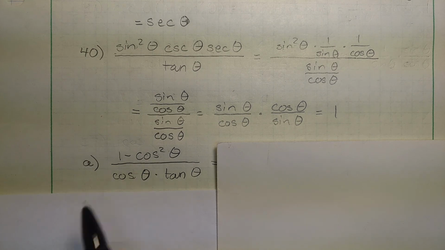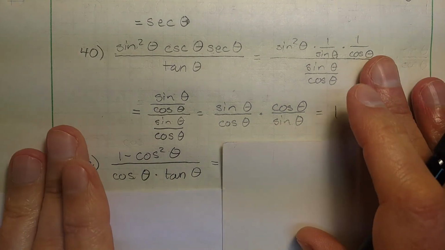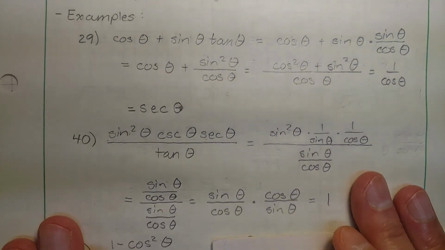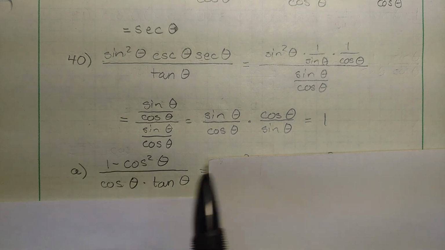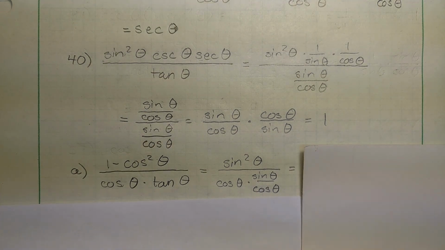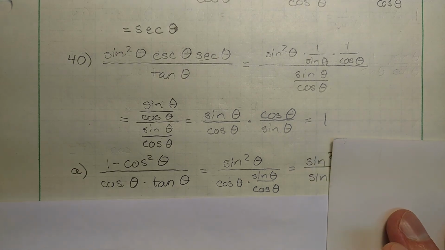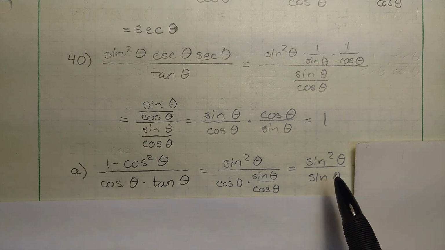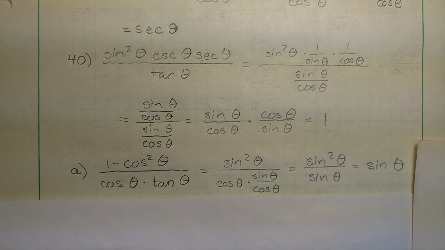Now this is not a direct Pythagorean identity, but it is one of the ones that we looked at that can be altered. 1 minus cosine squared is equal to the sine squared. So I can go ahead and change this to the sine squared, and I'm changing this to sine over cosine. So this gets replaced by sine squared, this tangent gets replaced with sine over cosine. Notice here, the cosines cancel, and I just get sine squared over sine. So this sine cancels with one of these, and I just have sine of theta. Okay, that's what you're going to be doing.